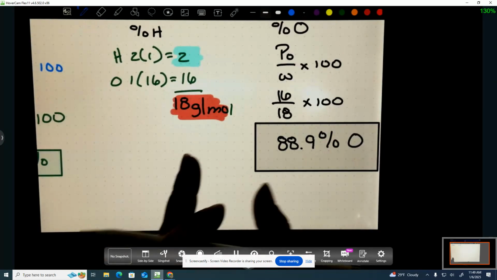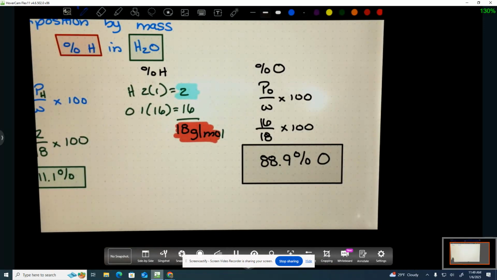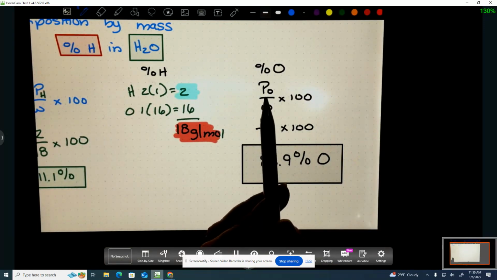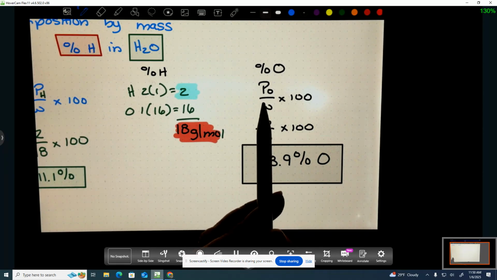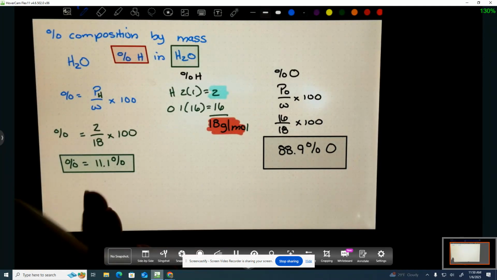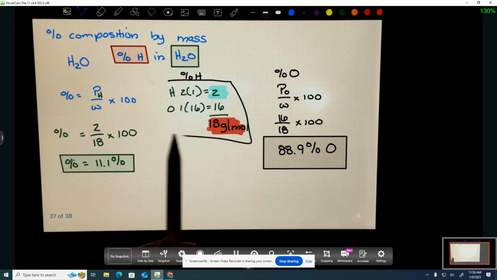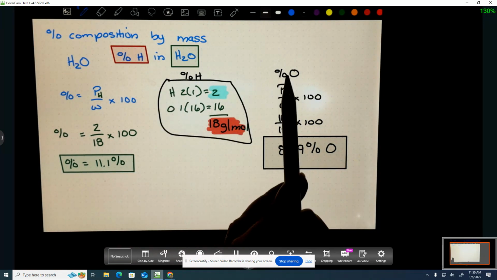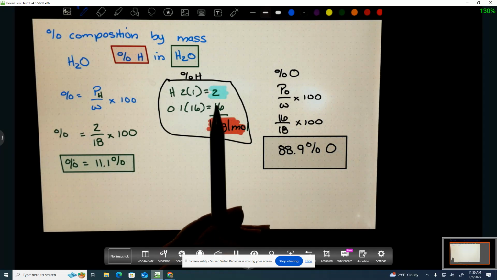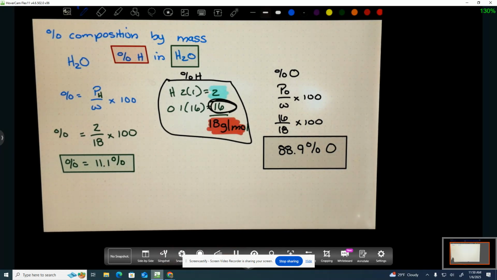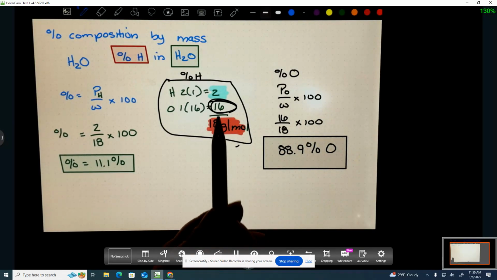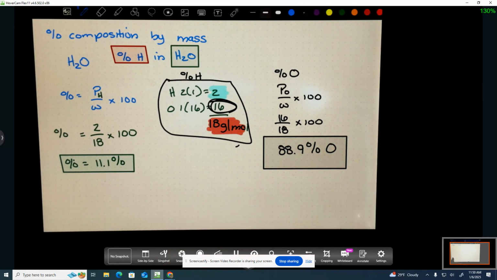Okay, so let's go back. In order to find a percent, you're going to do the part of whatever the percent you're looking for. So if I'm looking for the percent of oxygen, you're going to find the gram formula mass. So here's the gram formula mass. If I'm looking for the percent that's oxygen, the part that's oxygen is the 16. And then I divide that by whatever the whole thing weighs. 16 divided by 18 times 100.